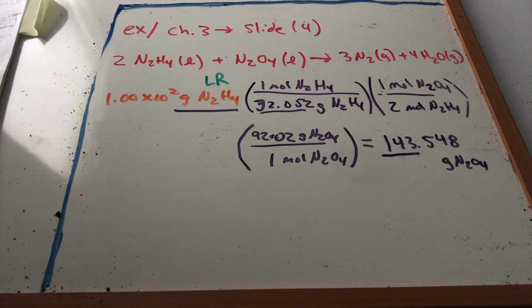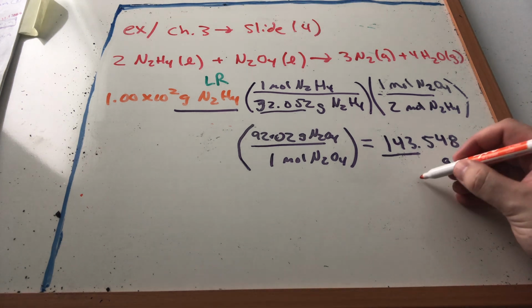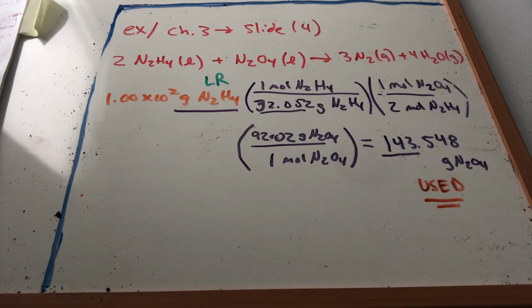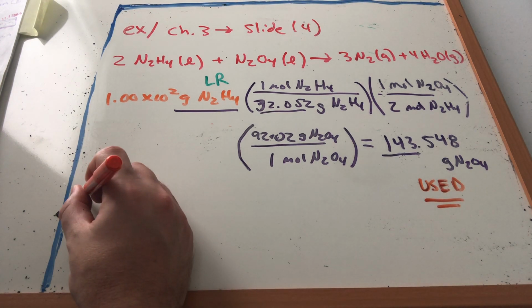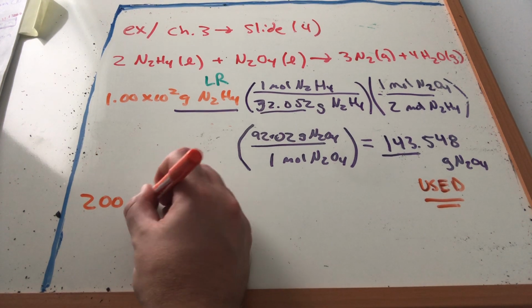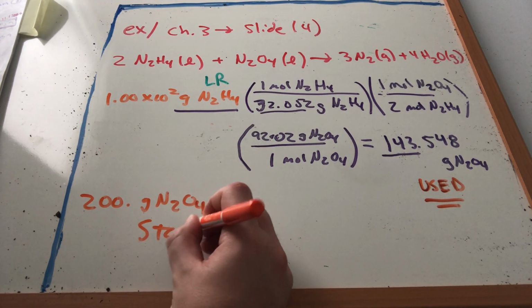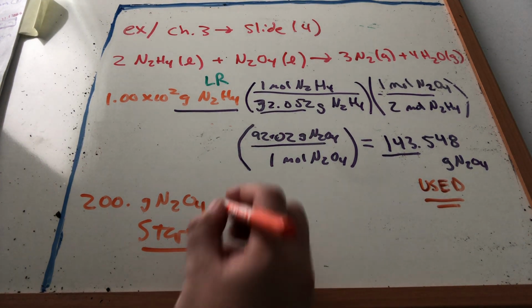These, though, when I do this conversion, do you remember what we did in the sandwich example? We're going to do the same thing here. We're going to remind ourselves that this is the excess reactant that has been used. So if I want to know how much excess reactant is left over, I started with 200 grams of N2O4. That was my starting amount. That was given to me in the problem.